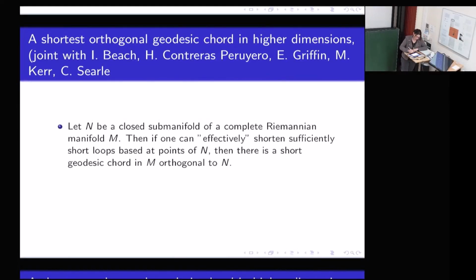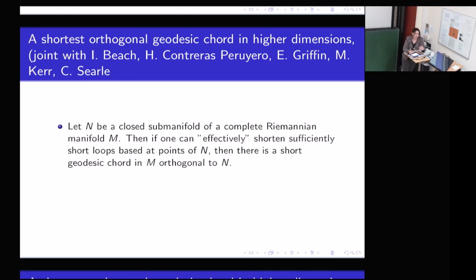And so with this result, we know the existence. And now, together with a long list of authors, Beach, Heidi Contreras-Pereira, Aaron Griffin, Megan Kerr, and Catherine Serre, we have shown that we can actually estimate the length of this orthogonal geodesic chord whenever we are sure of its existence, which is as long as N is not a deformation retract of M. So in particular, if M is closed and N is closed, there always will be at least one orthogonal geodesic chord. And in this case, we can estimate the length in terms of some parameters of M, well, actually, the diameter of M. But the geometry of N will have to come into play.